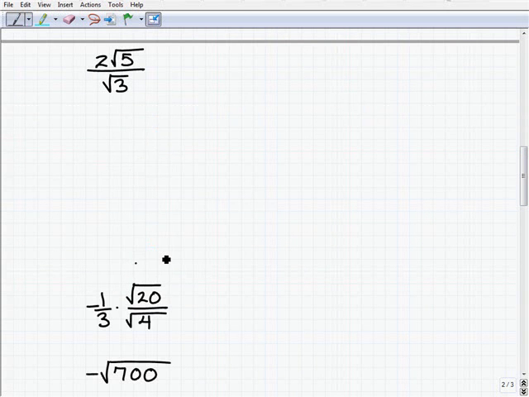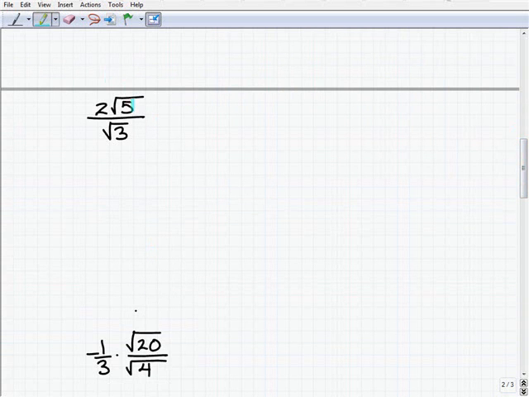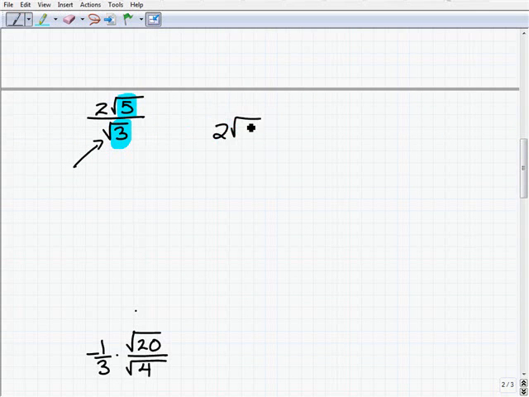So I look at 2 radical 5 over radical 3. Now the numbers underneath the radicals don't have any perfect squares in them. So all we have to do here is just rewrite this without a radical in the denominator. Remember, we're not allowed to have a radical in the denominator, so we have to rationalize. So we have 2 radical 5 over radical 3, and the way we rationalize is to multiply the numerator and denominator by whatever's in the denominator.